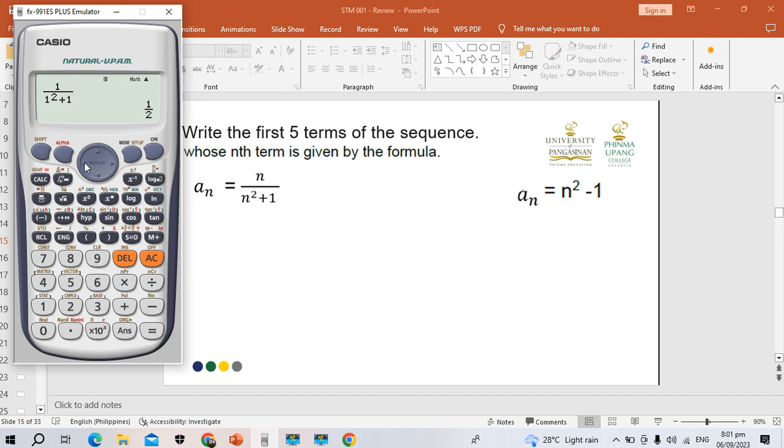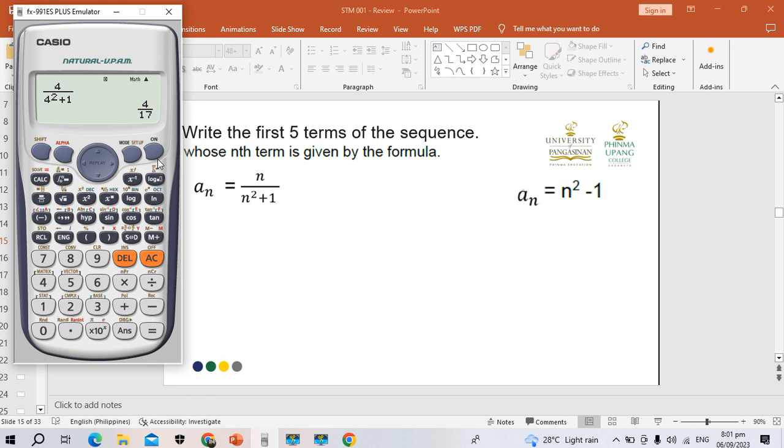Okay? Next, to be faster, just replace all the 1s with 2: the n that was replaced by 1 is now replaced by 2, and the numerator too. So 1 half, 2 fifths, then let's get the 3. Replace the numbers with 3. So the next term is 3 over 10. Next, the 4: 4 raised to 2, and the numerator is also replaced with 4, since we're at the 4th term, then 4 over 17. As simple as that.